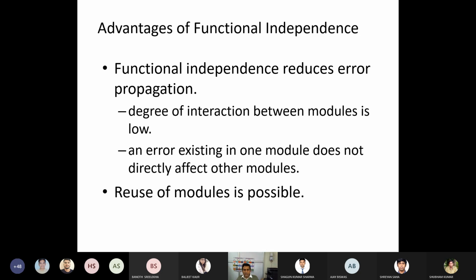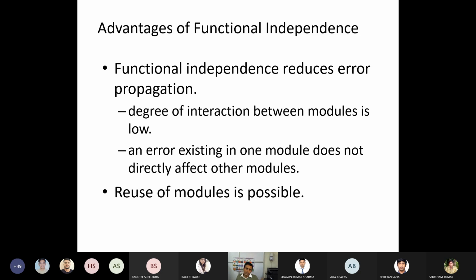So there are these sorts of errors. The degree of interaction between two modules should be very low, then only it is good. An error existing in one module does not directly affect the other module if they are independent. So if any error comes in any of the modules, it makes it very easy for us to maintain the software. I told you at the very beginning: if you find any bug in a module, you can fix that bug separately, without disturbing any other module, right?